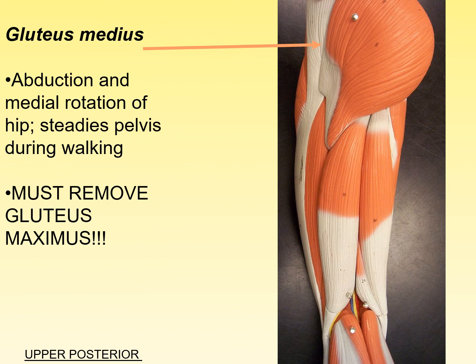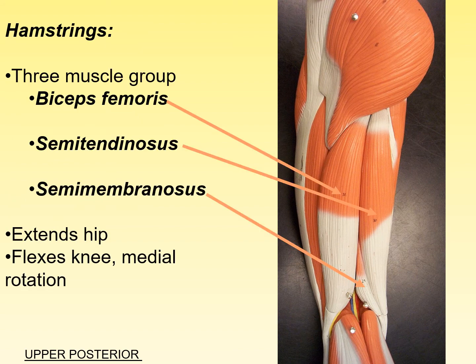The gluteus medius is involved with abduction and medial rotation of the hip. It also helps to stabilize the pelvis when walking. In order to see it, you have to remove the gluteus maximus because it's underneath it, or deep to it.